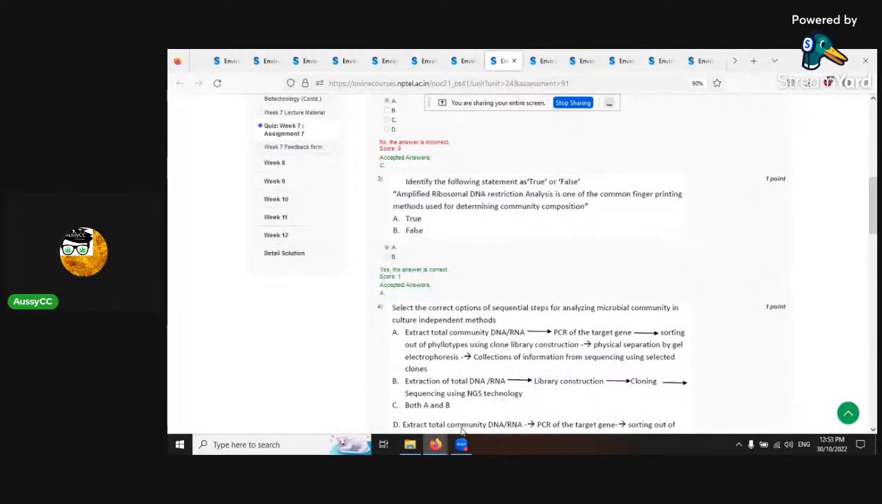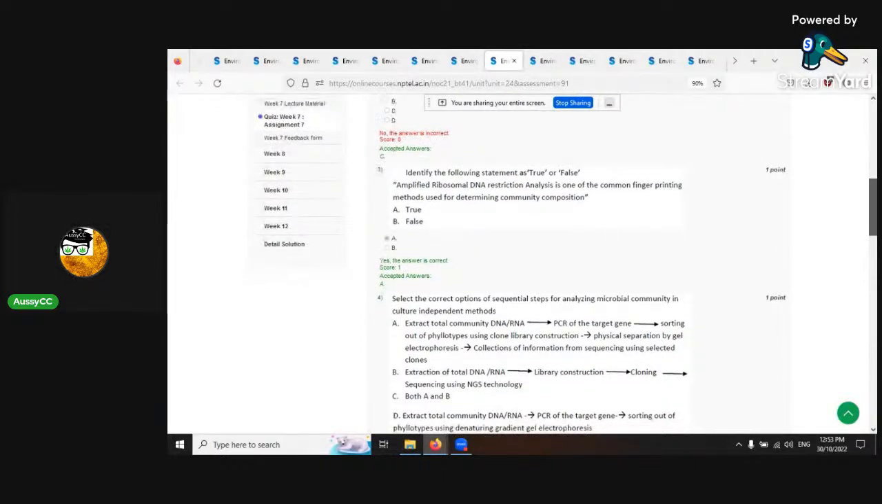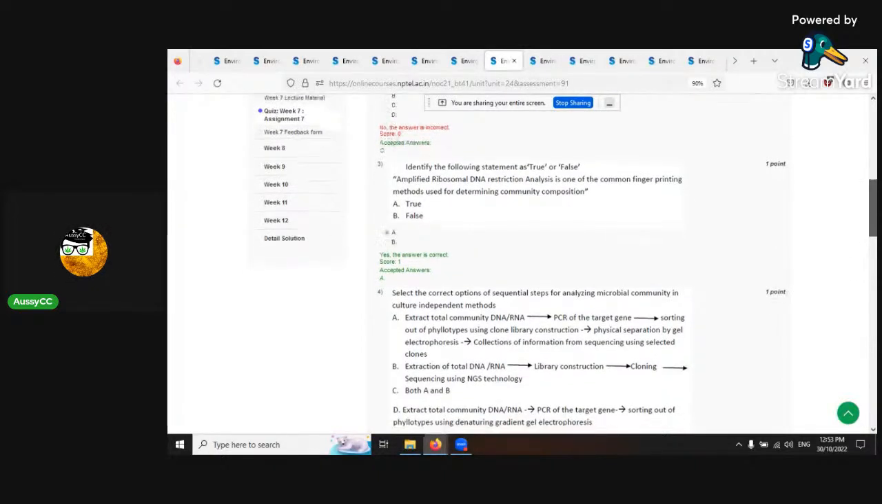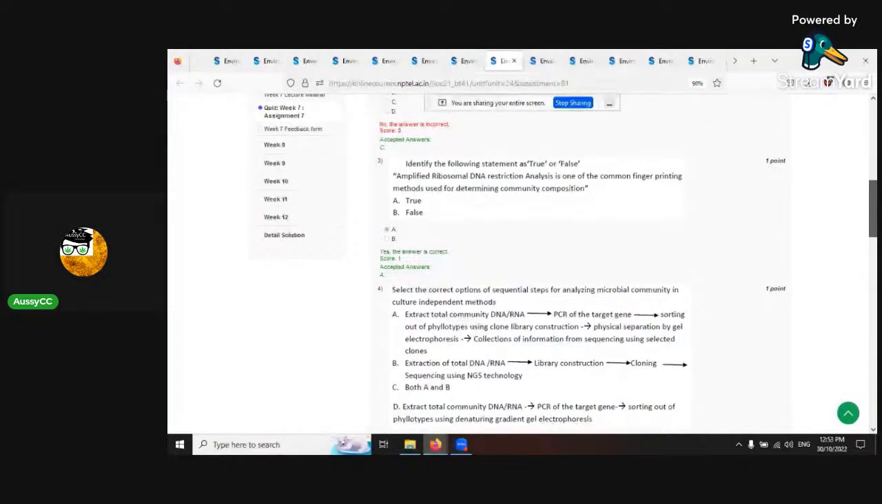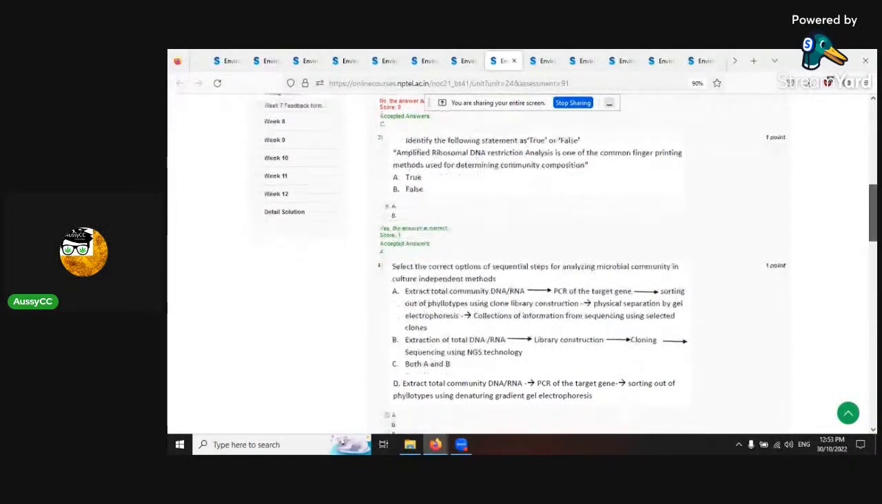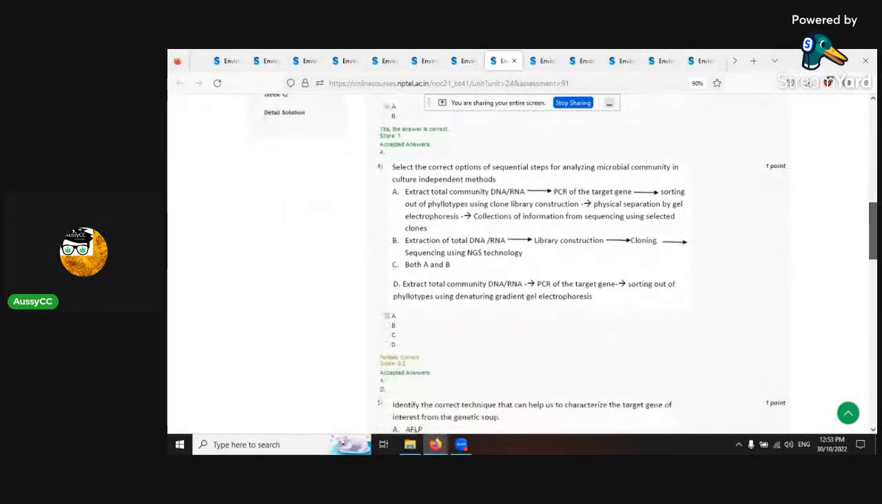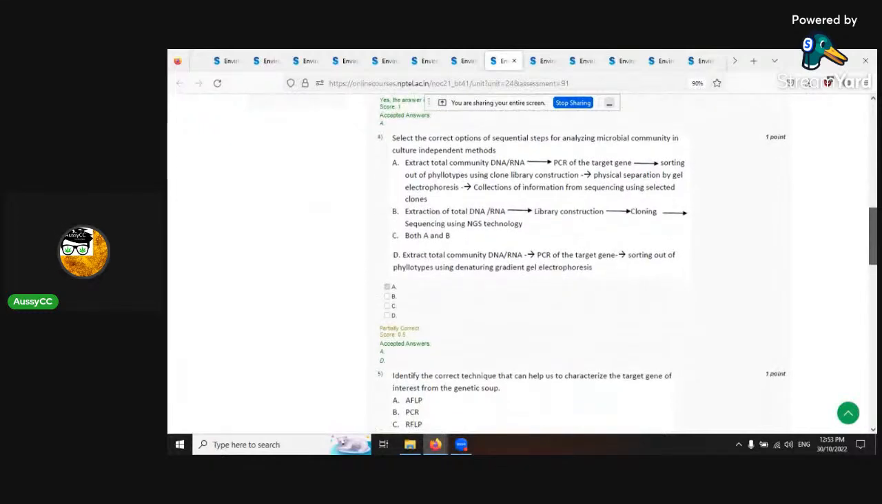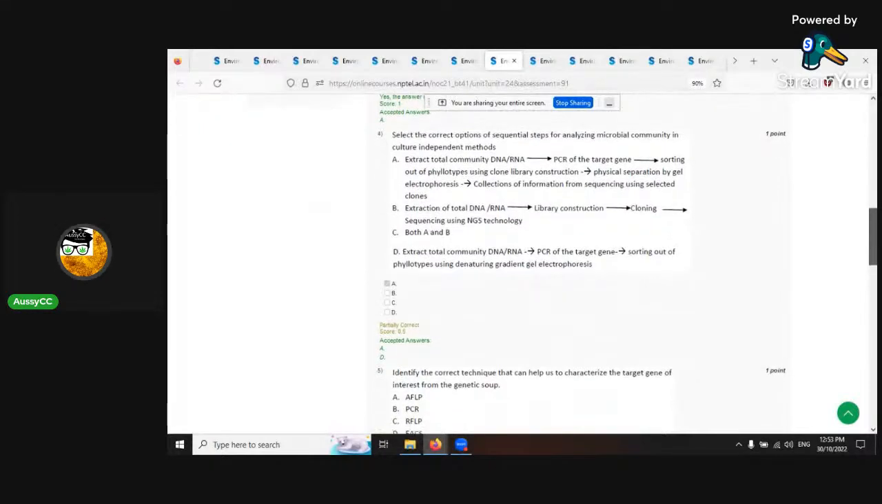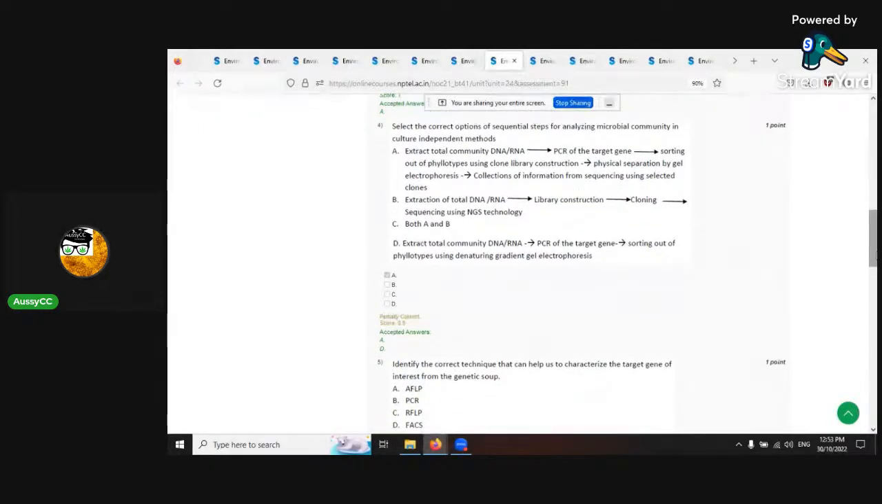Extraction. I think this is good. Select correct options. So D works as well. A and D. Identify the correct technique to help us characterize the target gene of interest in a genetic soup. Quantitative polymerase chain reaction. B.